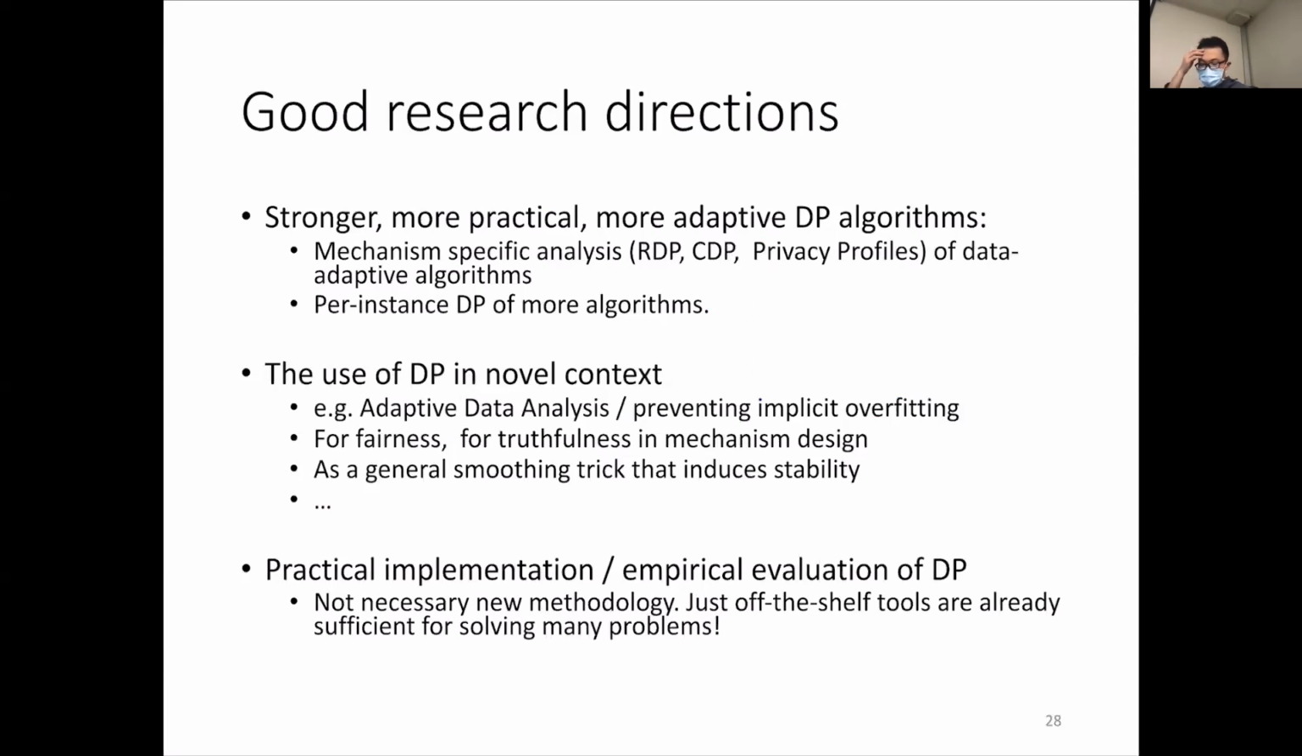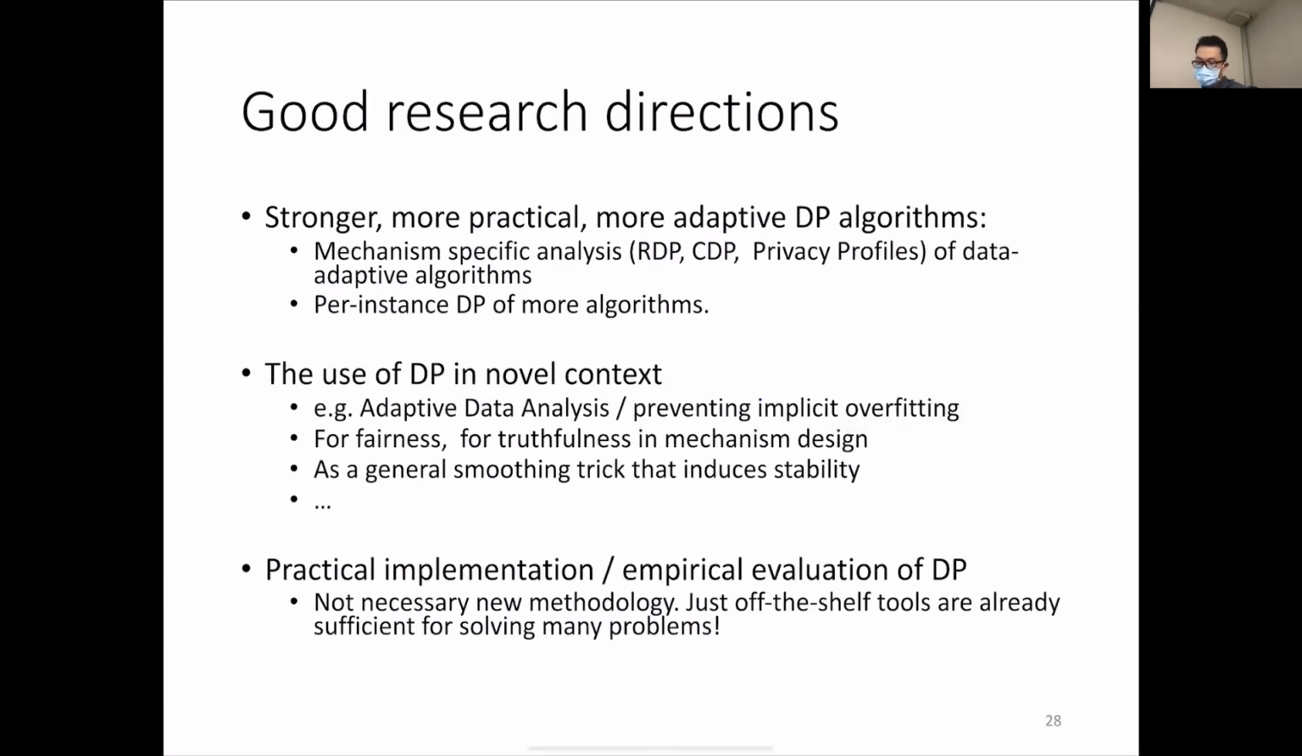And using differential privacy in new contexts. So in this course, I mostly focused on differential privacy on its own. But the idea of differential privacy and the implications of differential privacy can be used to, say, prevent implicit overfitting, and can be used to prevent p-hacking in science. It can be used to ensure an individual notion of fairness, and for people to design algorithms in a game theoretic and strategic environment to promote truthfulness in the data that they submit to the data collector.